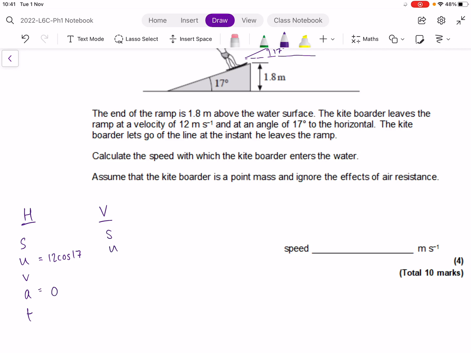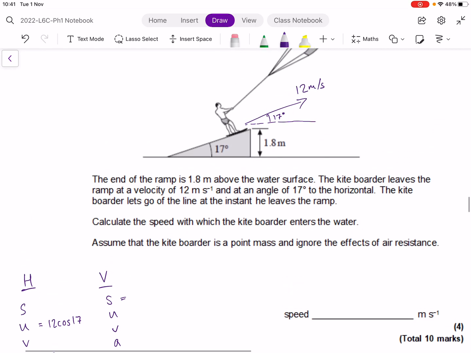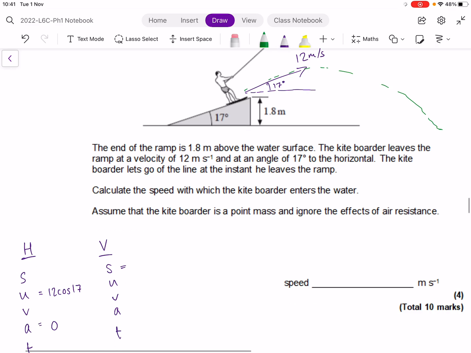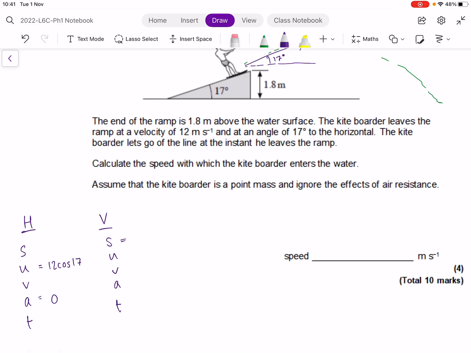Let's do the verticals. Notice I'm not worried about the horizontals, I don't know enough stuff. I'm not ready to use the horizontal information yet. Let's do the vertical then. So vertically, how far has he fallen? By the time he gets down to the bottom, as he strikes the water, he's fallen negative 1.8 meters.